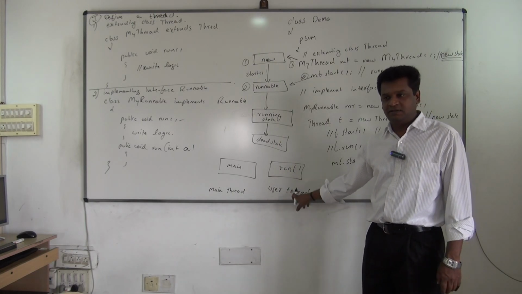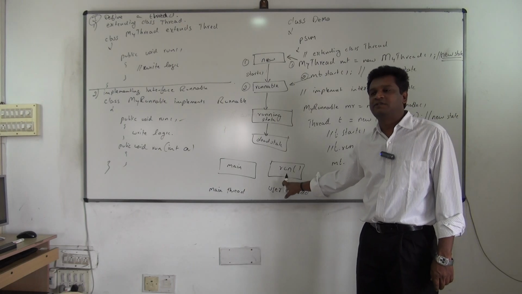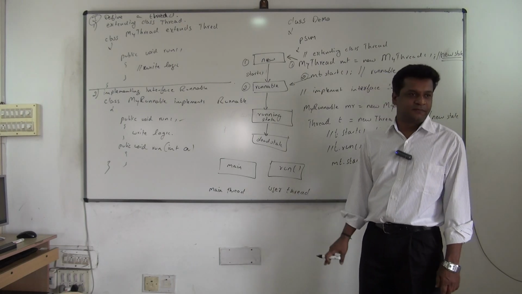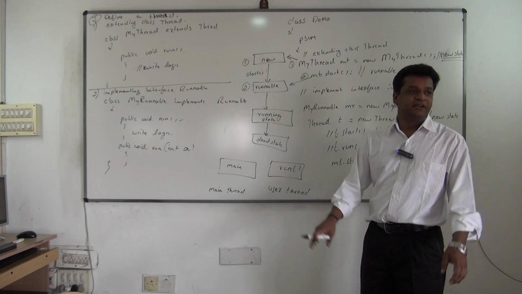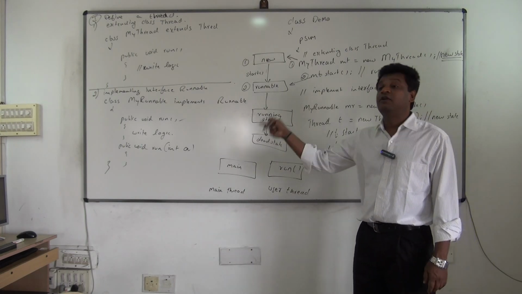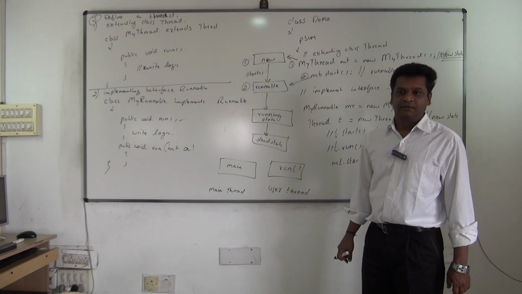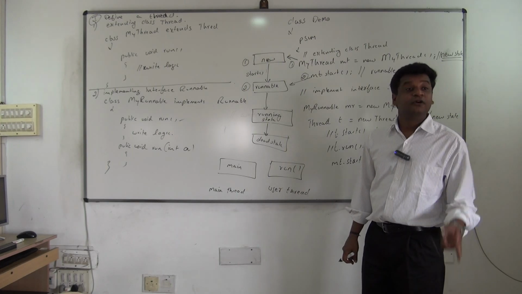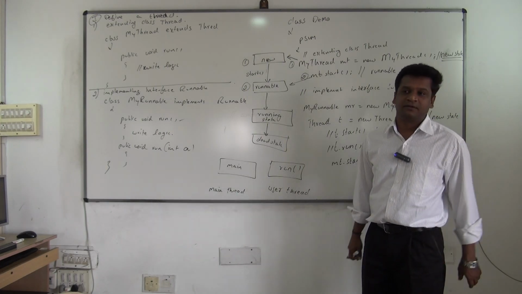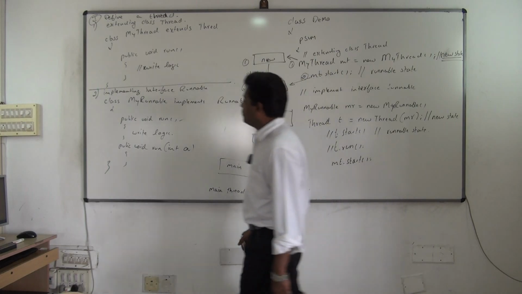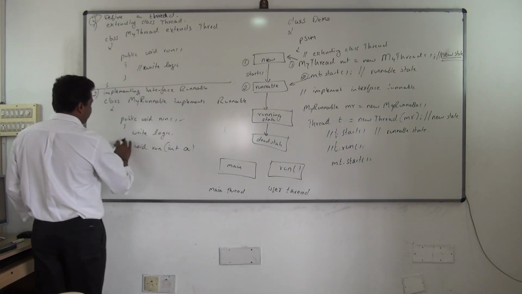But the user thread always searches for the run method only. Understood? So the overloaded method will not be executed. You have to call this overloaded method yourself. Now where will you call it? That is the question. Supposing I call this run here.